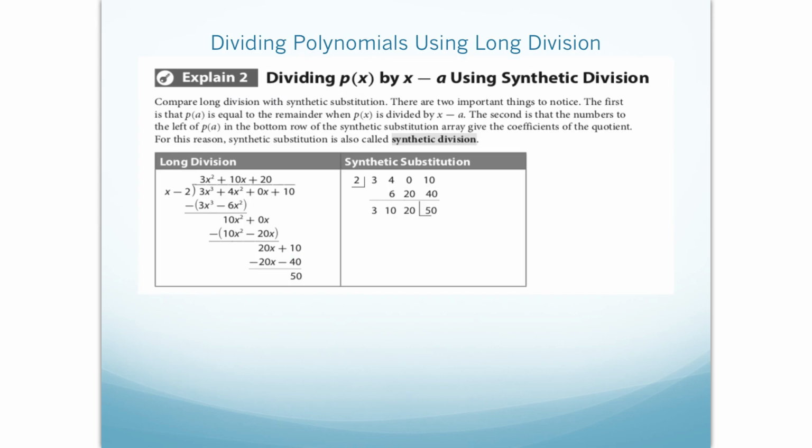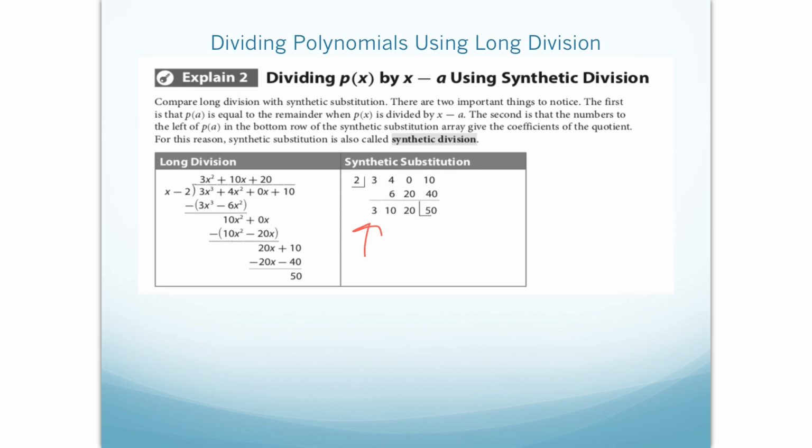Okay, so now we're going to learn a technique called synthetic division. And with synthetic division, you can see, once you learn the process, that you have 3, which is the same as that 3, 10, which is the same as that 10, 20, which is that, and then the remainder, which goes in that little box, same as that remainder right there.